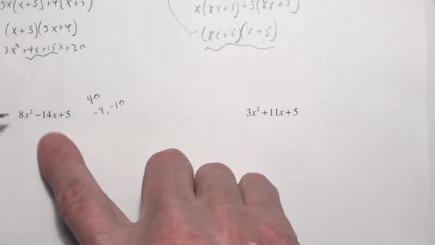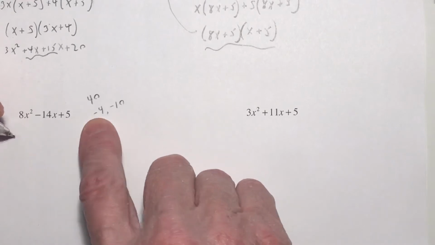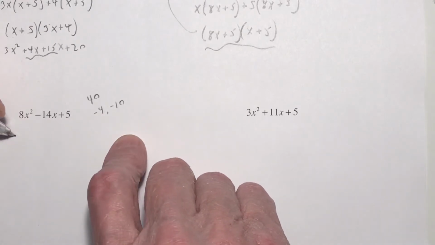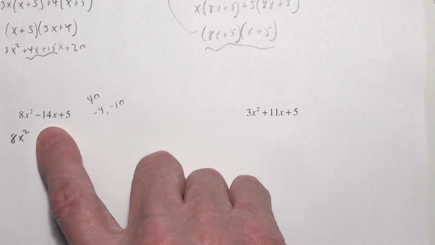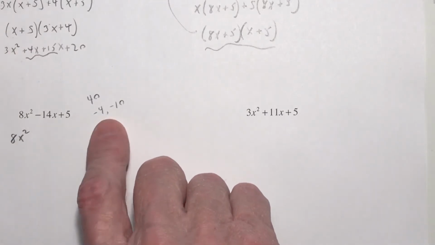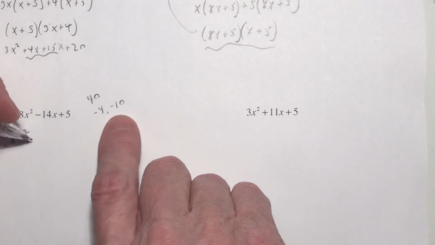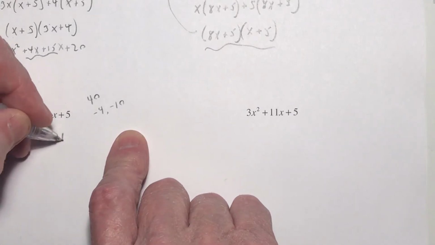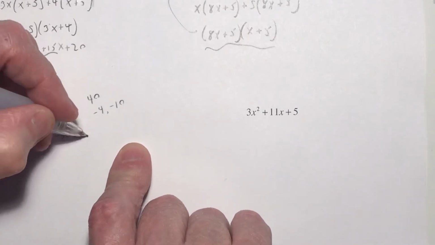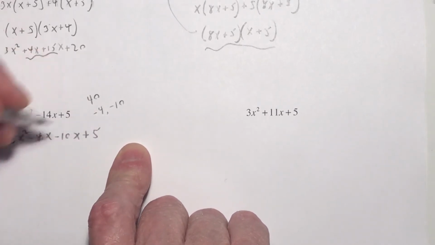So, replace the middle with minus 4 and minus 10. A complete sentence would say, replace the minus 14x with minus 4x minus 10x. In either order, it does not matter. So do minus 4x minus 10x plus 5.